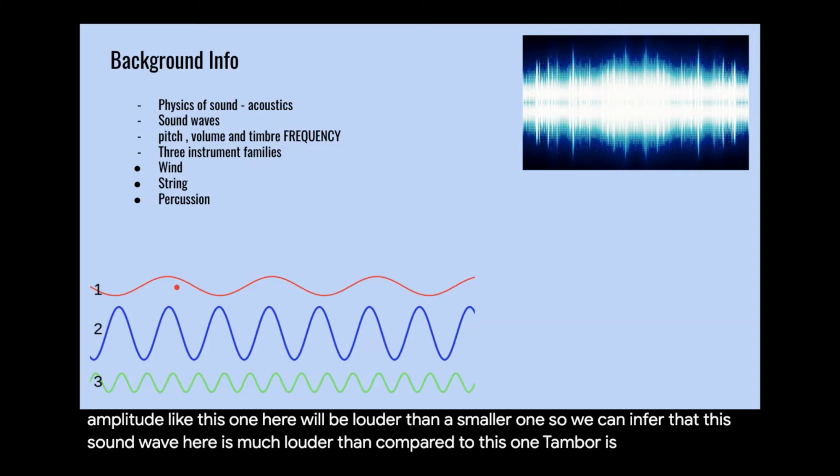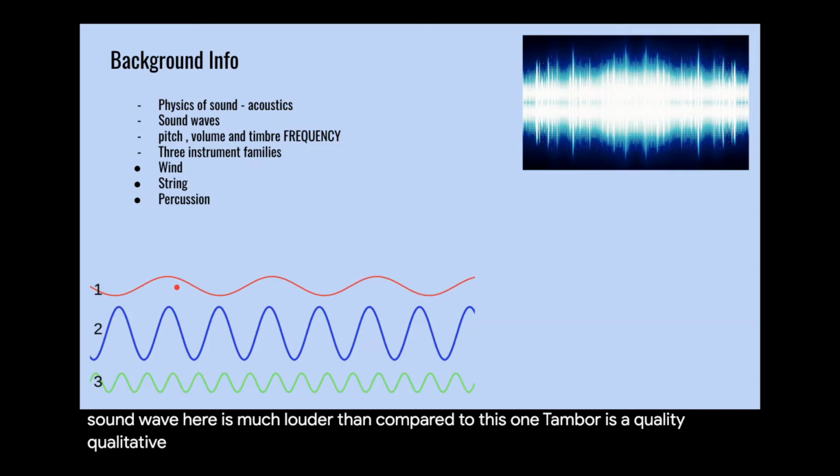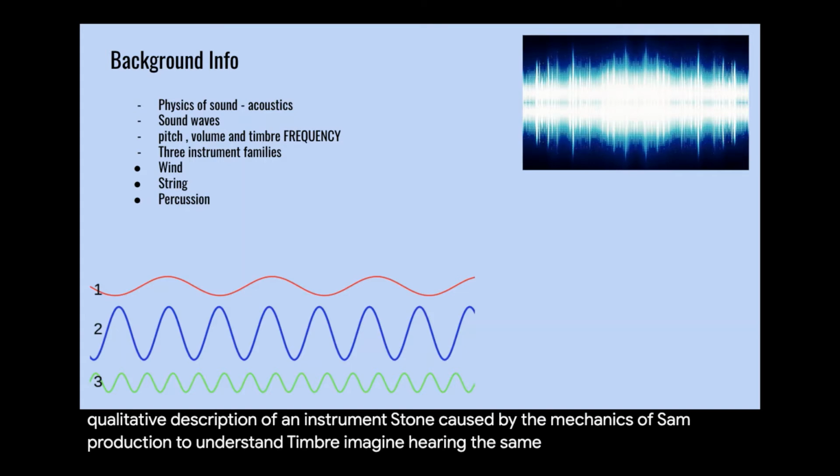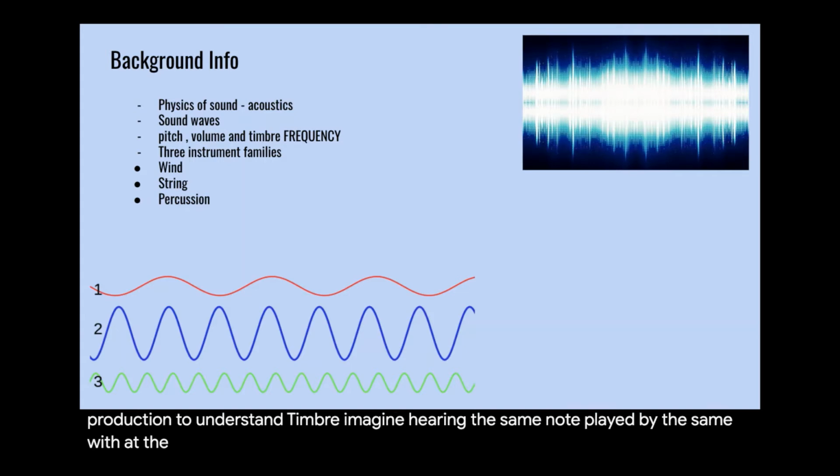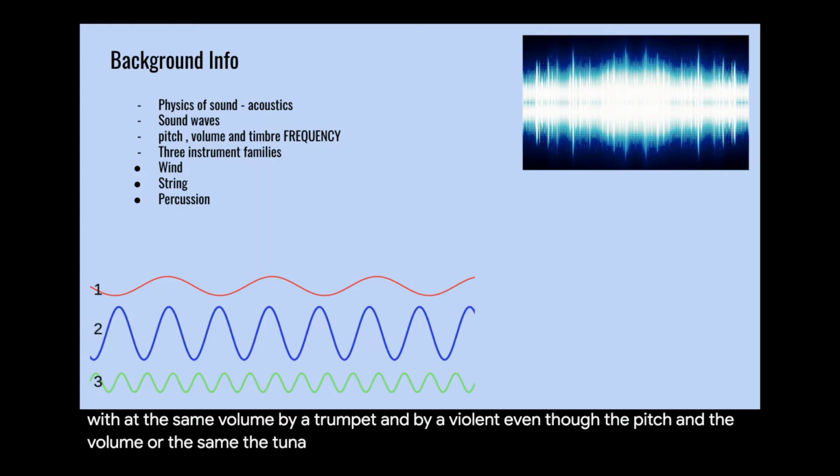Timbre is a qualitative description of an instrument's tone caused by the mechanics of sound production. To understand timbre, imagine hearing the same note played at the same volume by a trumpet and by a violin. Even though the pitch and the volume are the same, the two notes sound very different. This is because of their timbre.